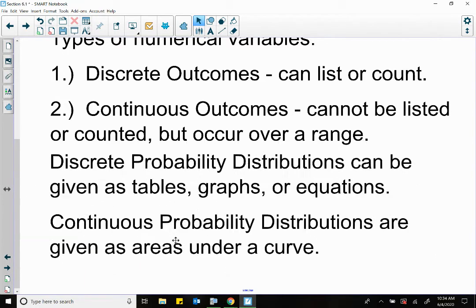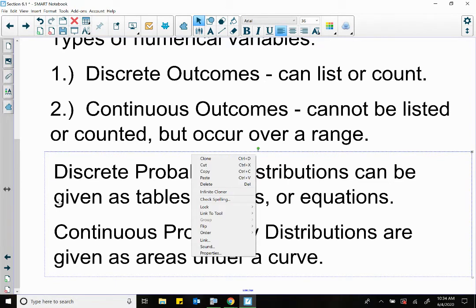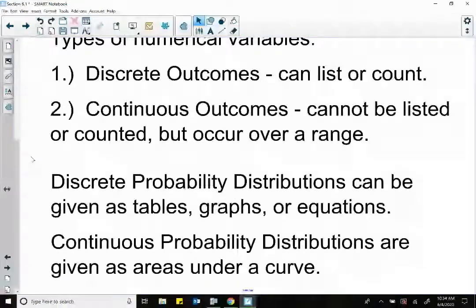The total area under a curve is 1. All the probabilities from each discrete piece add up to 1. Remember that example of the coin flipping heads and tails. 0.5 plus 0.5 is 1.